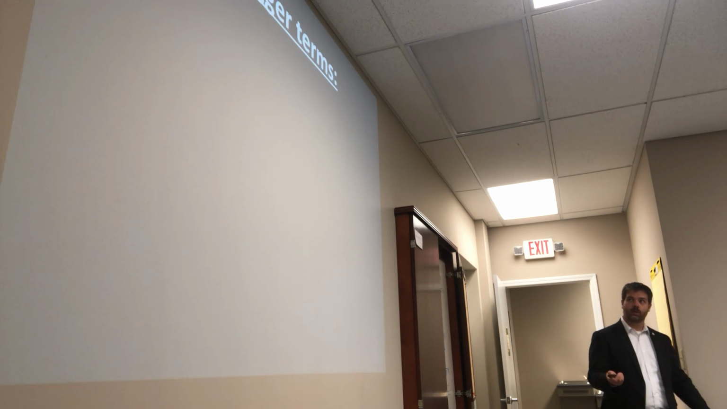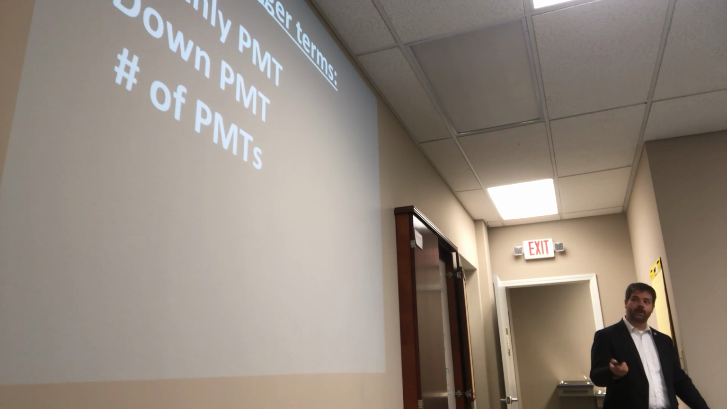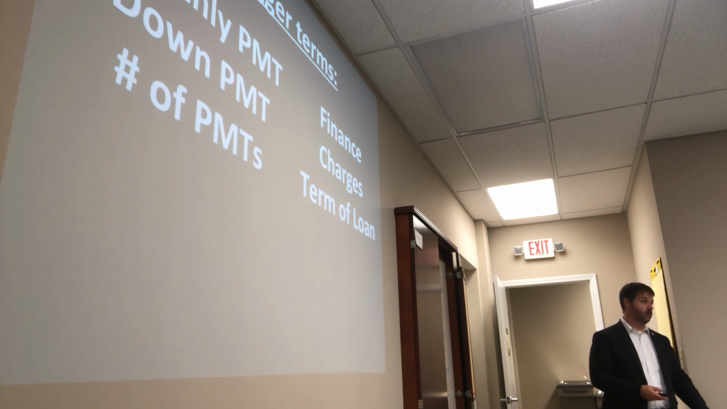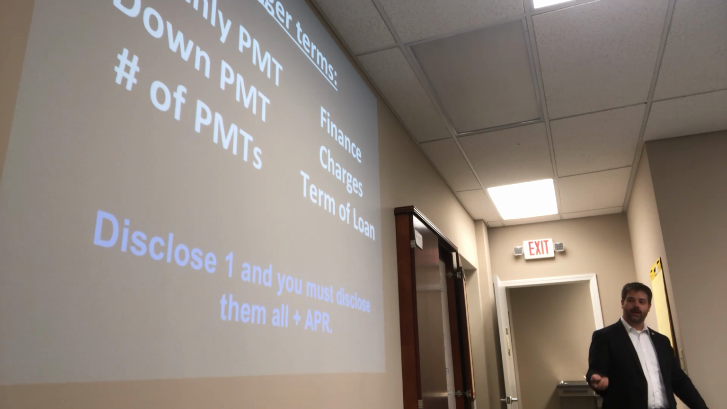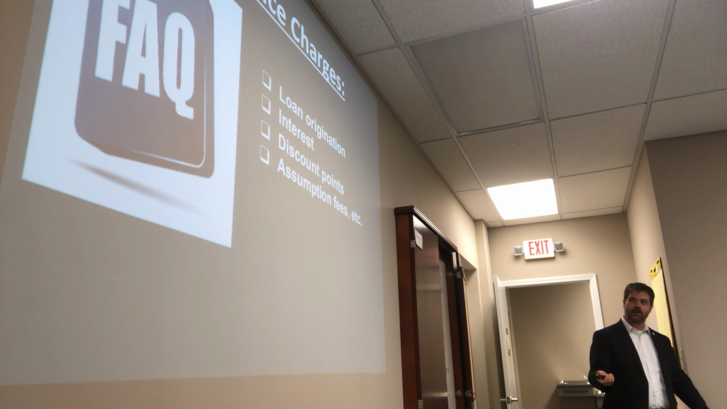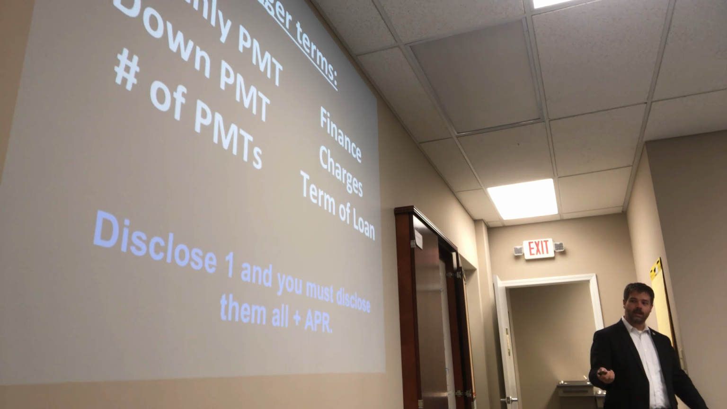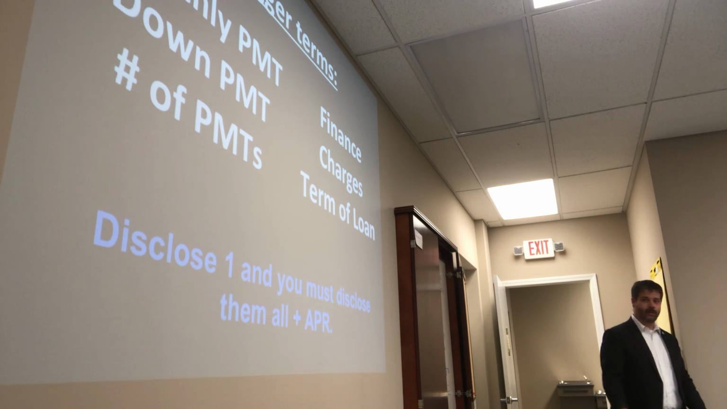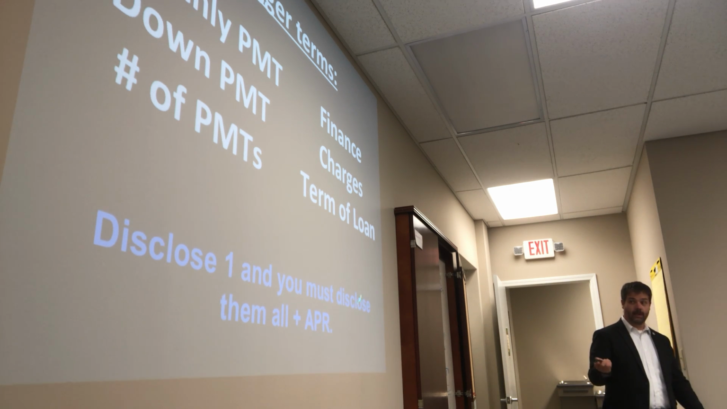Gentler terms are okay. Monthly payments, down payments, number of payments, finance charges, term of loan, these are all trigger terms. Now, as with every rule in this class, I have to teach you the exception. APR is not a trigger term. We'll talk about it again in a second. But again, this rule says if you say any one of these, you're going to have to disclose them all, including APR.